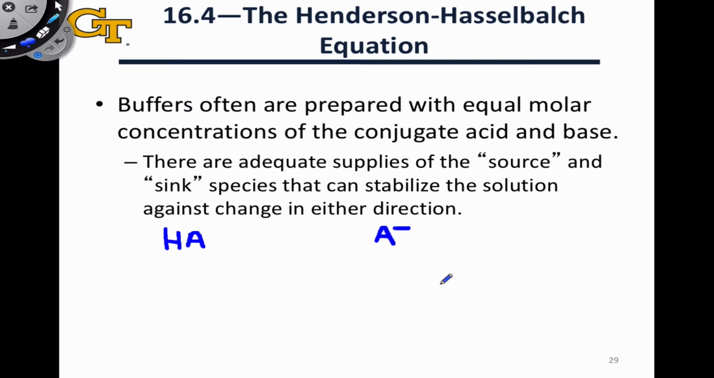However, for reasons that should become clear by the end of this video, we often prepare buffers using equal molar concentrations of the conjugate acid and base. We end up adjusting our concentrations later through the addition of strong acid or strong base, but we start with equal concentrations of HA and A-. The reason we do this is that a buffer works by reacting with added strong acid or strong base to neutralize a would-be change in pH.